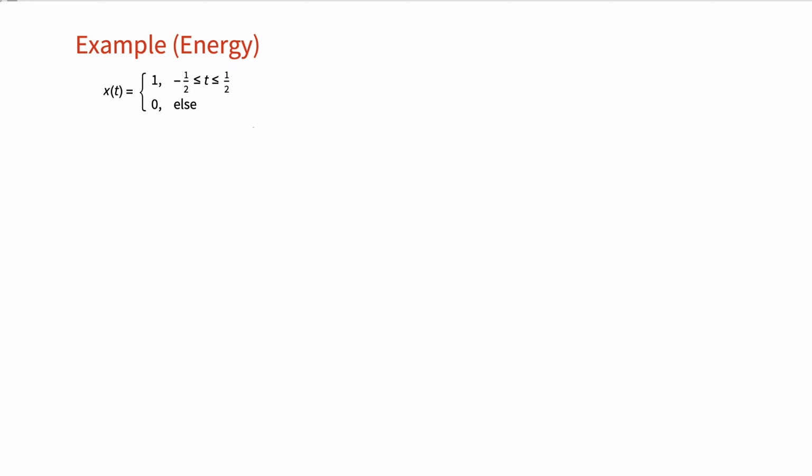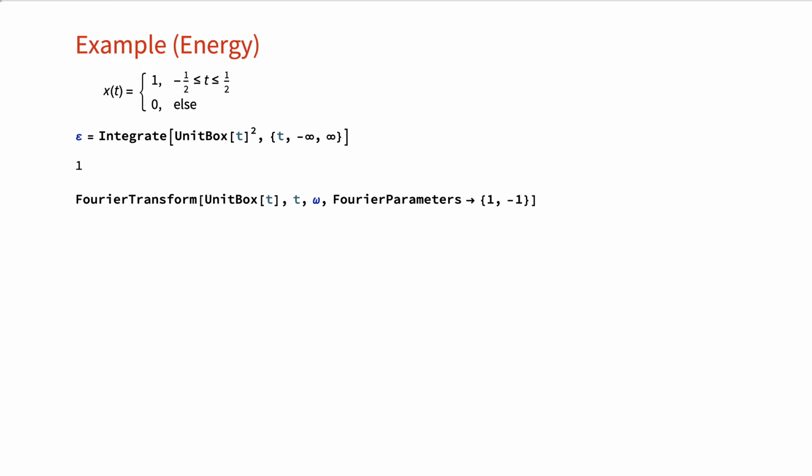Let's look at an example. x of t is given as shown here. We would like to verify the Parseval's relation for this unit pulse signal. First, let's find the energy in the time domain. We take the integral of unit box squared, t going from minus infinity to plus infinity. That gives us 1 in time domain. Moving to the frequency domain, the Fourier transform of the unit pulse can be found as shown here. And if we find the energy in the frequency domain and multiply by 1 over 2 pi, we get the same answer. And this verifies the Parseval's relation.